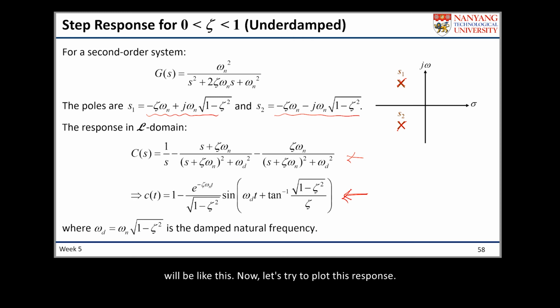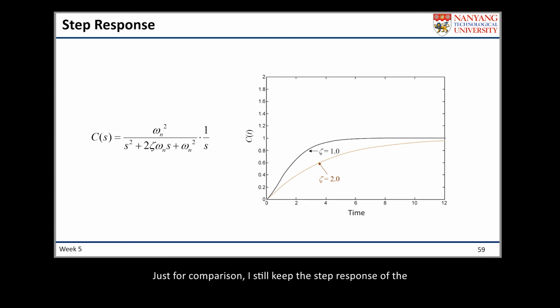Now let's try to plot this response. Just for comparison, I still keep the step responses of the overdamped and critically damped systems from before. Now I will plot the step response of an underdamped case using the formula that we just derived in the previous slide. The one in red here is the underdamped step response, where in particular I take zeta equal to 0.2. So it's between 0 and 1.